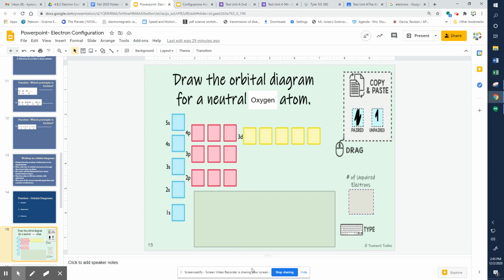on your homework. Okay, so you're going to have these paired and unpaired electrons, and you're going to have oxygen up here. So oxygen has 8 electrons. I'm going to write that down here. And then for your homework, you're going to take and click and drag, filling them as your chart says. 1s, 2s, then you have 2p. So that's 2, 4.